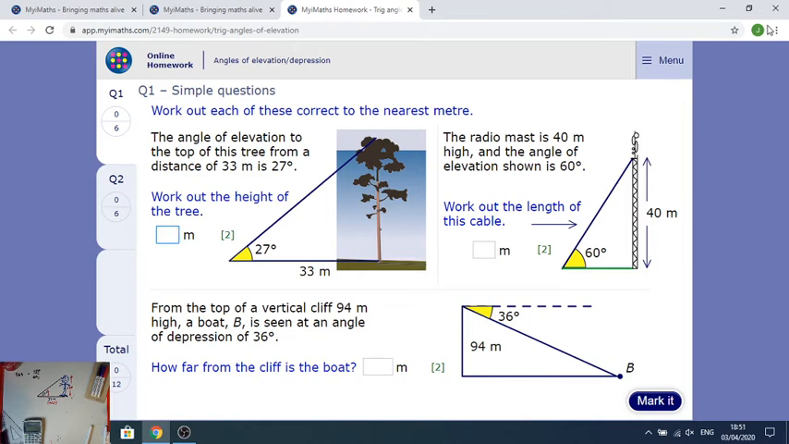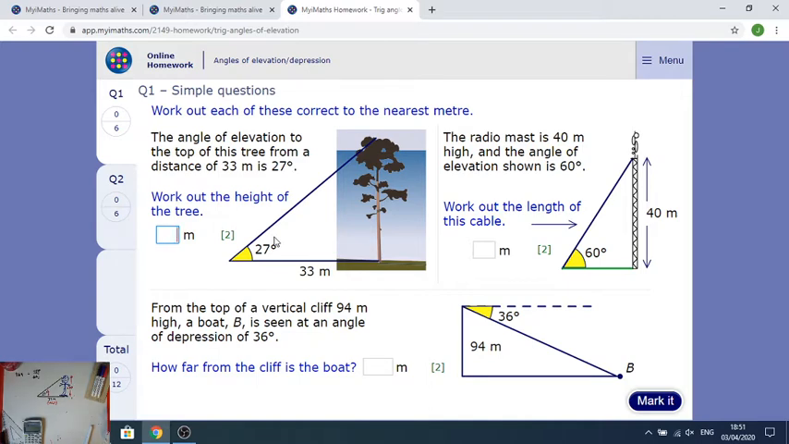Okay, so I'm looking at the angles of elevation and depression exercise from my iMaths, starting with tab 1, and it starts off with the angle of elevation to the top of a tree. So the angle of elevation is the angle if you're standing on a horizontal surface looking straight up at something, the angle that you're looking up. So the angle measured upwards from horizontal, so 27 degrees as indicated in that diagram up to the tree.